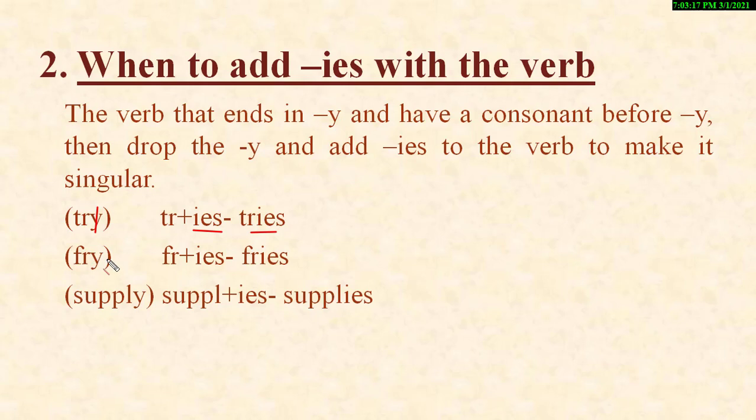The next verb is fry. Fry again ends in y. It has a consonant before that. So what should we do? We should remove the y and add ies with the verb. It becomes fries. The next verb is supply. Supply ends in y. It has a consonant before that. So we should remove the y and add ies with this verb. It becomes supplies. And all these verbs are singular verbs.